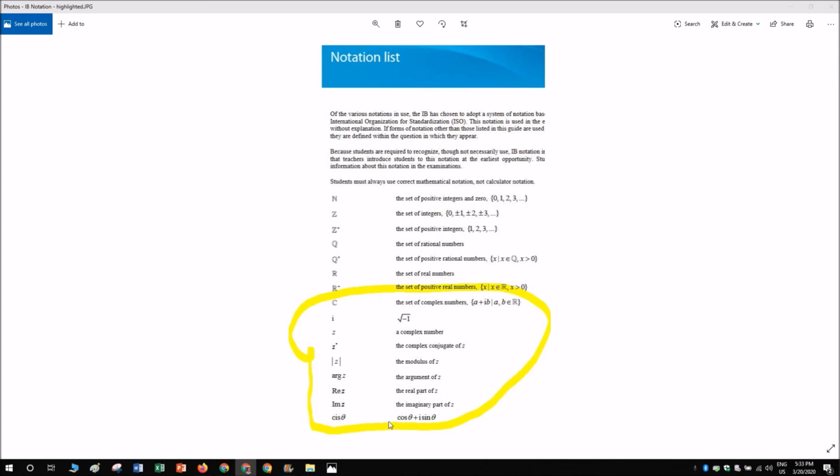Argument is when we look at something that's in modulus argument form, the argument is the theta value. And so that's what we're going to be working with in this problem, we're going to be trying to find the value of theta.